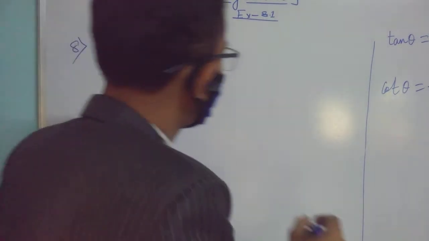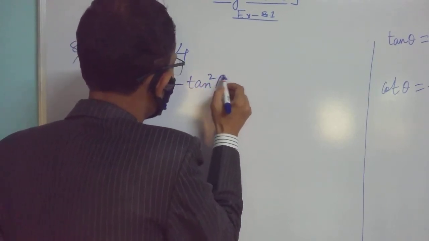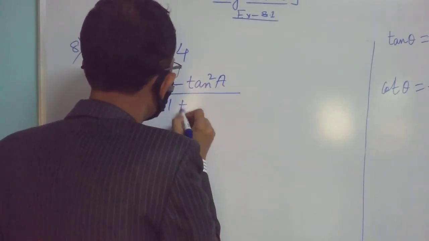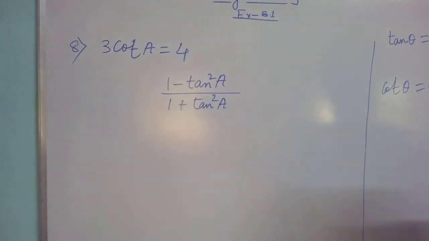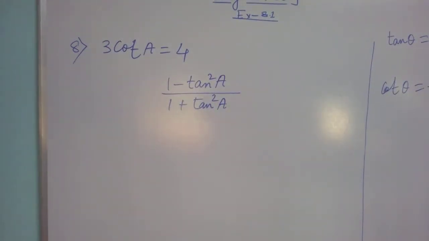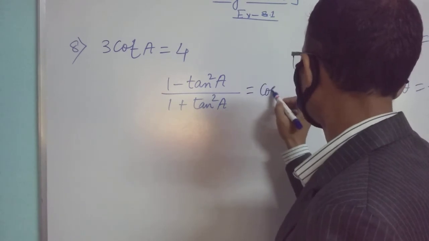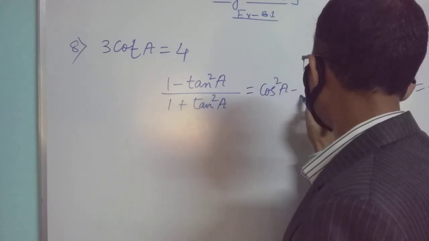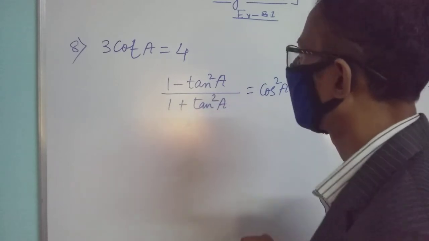So we need to check whether 1 minus tan square A by 1 plus tan square A is equal to cos square A minus sin square A or not.